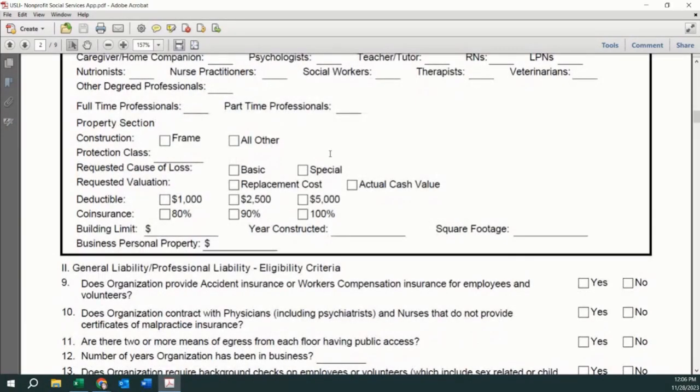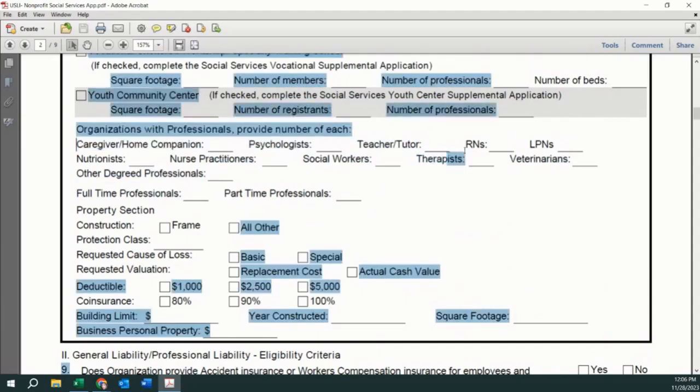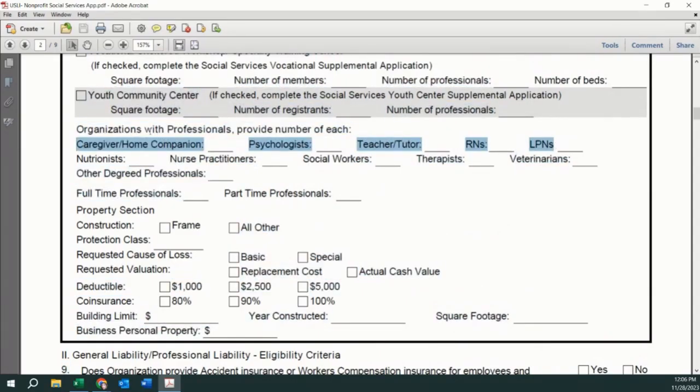So you're going to see here that you need to list out what your team looks like. For organizations with professionals, do you have any of these helping your organization? In a NAR level 3 house, you probably are going to have degreed professionals that either live there or come in each day. In a NAR level 2 house, they are probably not degreed, but you might have a full-time or a part-time house manager that either does or doesn't live on site.